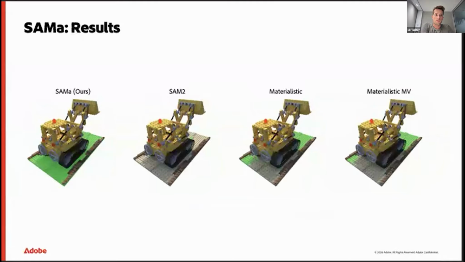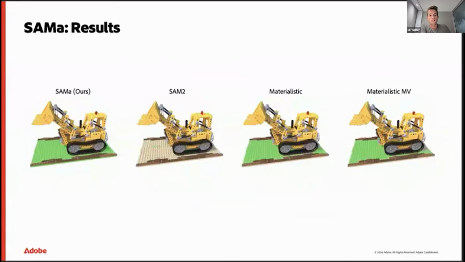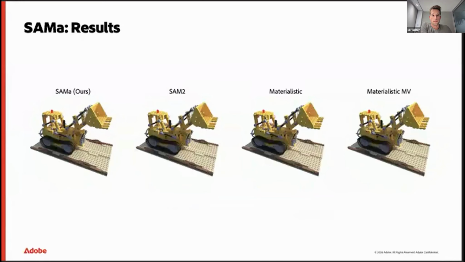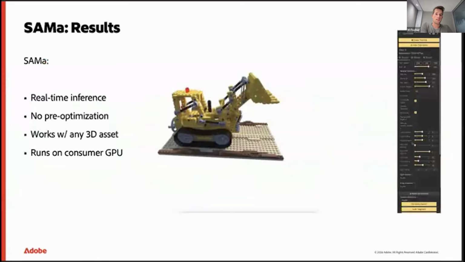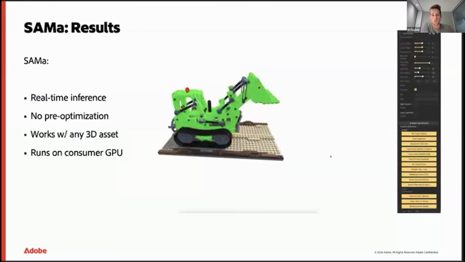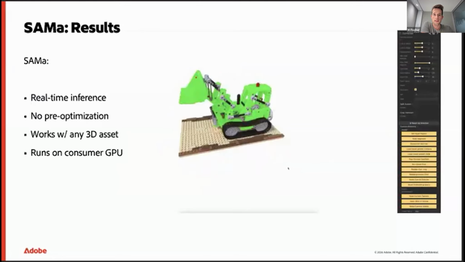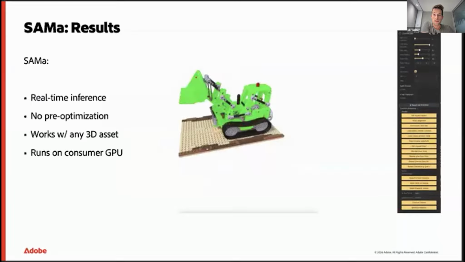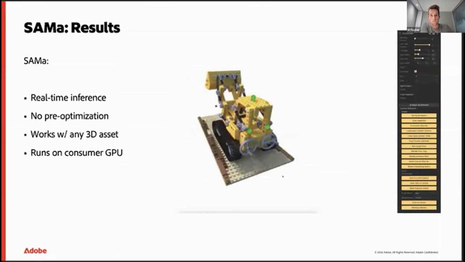And before I wrap up, here are some results. Our model is on the left side, SAMA, and as you can see, the selection is most consistent across all those models. This is a screen grab of the GUI. So we support real-time inference. Here, there is nothing pre-computed or pre-optimized. I literally just loaded this asset. And it also works with any 3D asset: 3D Gaussians, NURBS, and also meshes. And it runs on consumer GPU. And you can see novel view synthesis or novel clicks here happen in real time.